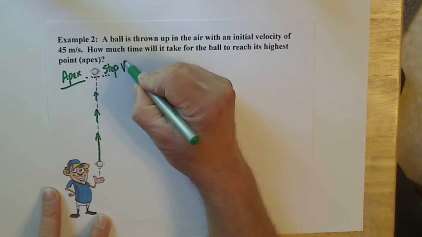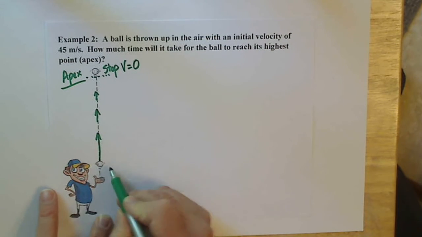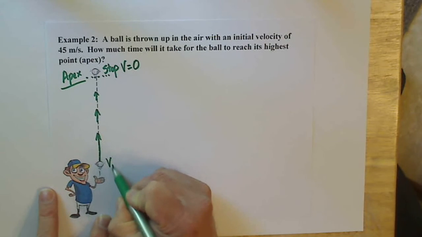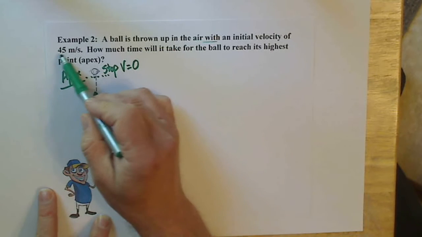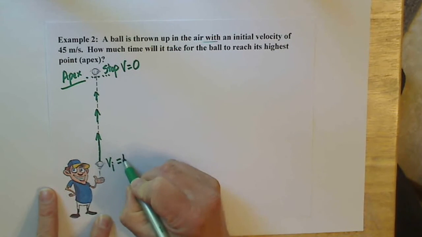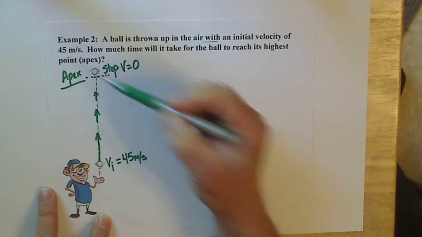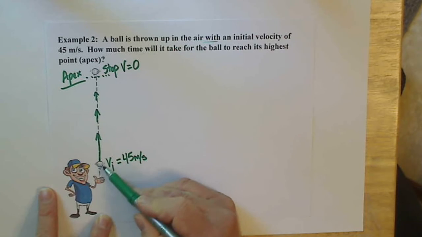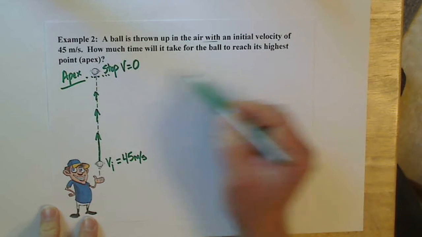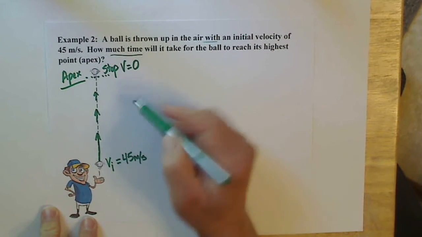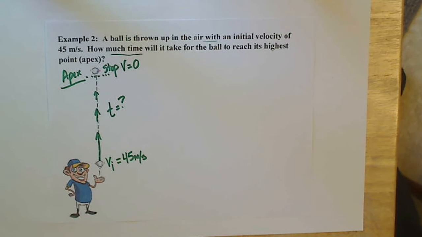Now, up there at the top, that velocity, of course, again, is going to be 0. The initial velocity down here, they said in the problem, the ball is thrown up in the air with an initial velocity of 45 meters per second. So initial velocity is 45 meters per second. And notice that's positive. There's no negative sign on there. So that means he must have been throwing it in the positive direction, upward. Okay, so that makes sense. And then it wants to know how much time. So how much time is this going to take for that to go all the way up there?